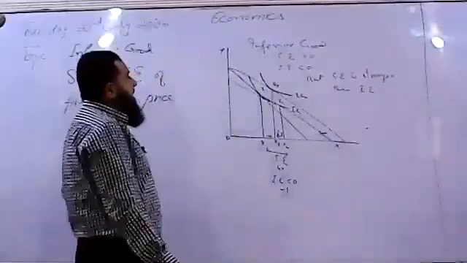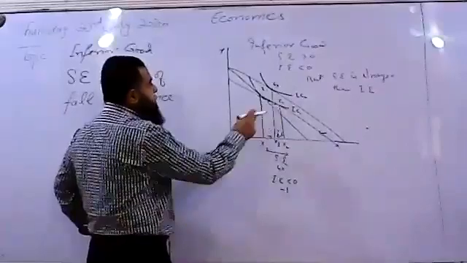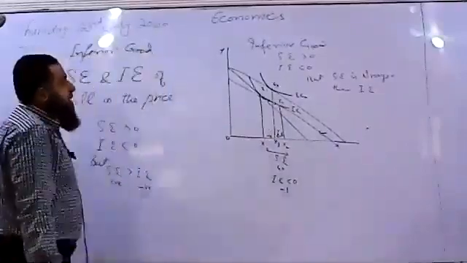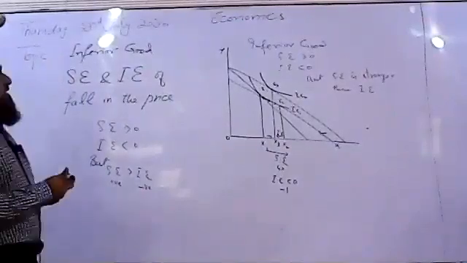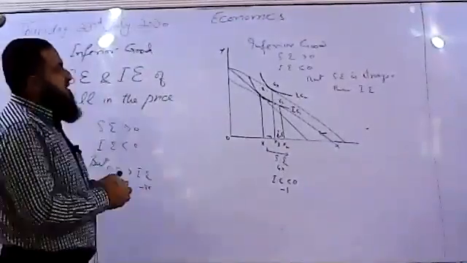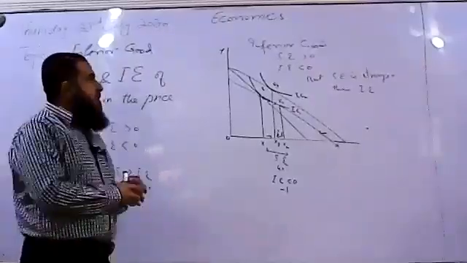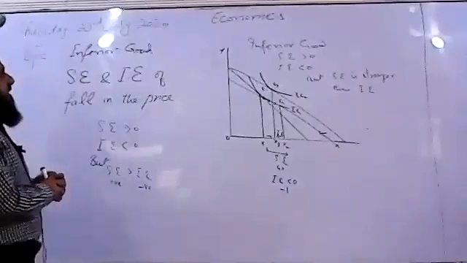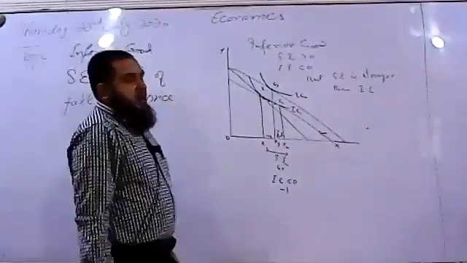The final consumption, although it has increased compared to the previous level of consumption, but the income effect is still negative. It says you are becoming richer in real terms, so you should buy less. So the income effect is still negative, but it is weaker than the substitution effect. Then we say it is an inferior good. It is not a Giffen good. But when the income effect is negative and it is stronger than the substitution effect, then we say it is a Giffen good.